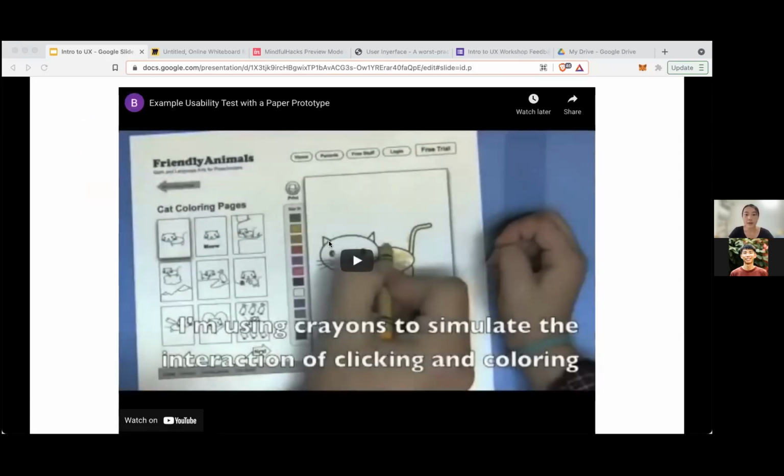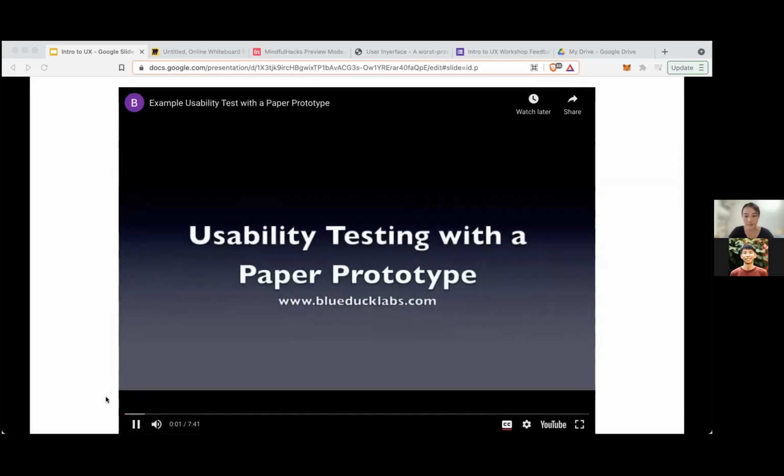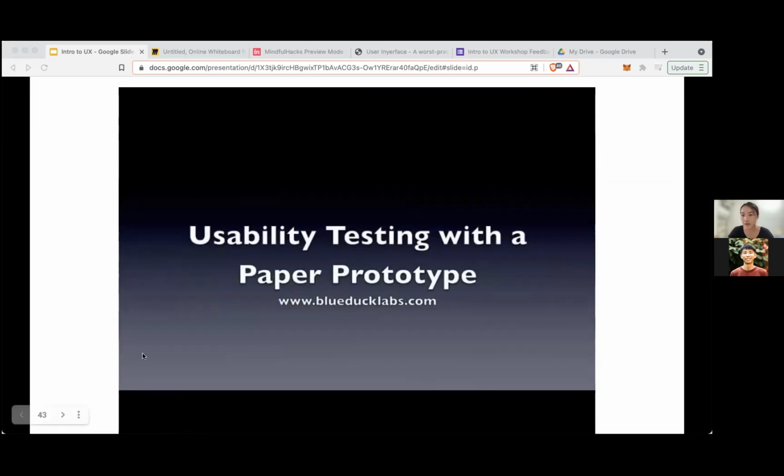So next, I'm going to show you a video of a designer conducting a usability test on a kid. The prototype is a children's coloring website. In the video, I want you to pay attention to what the designer is saying, how he phrases his sentences to the kid, and how he prompts his questions to the girl, okay? So here we go. And let me know if there is sound.